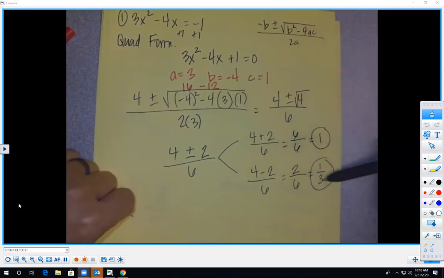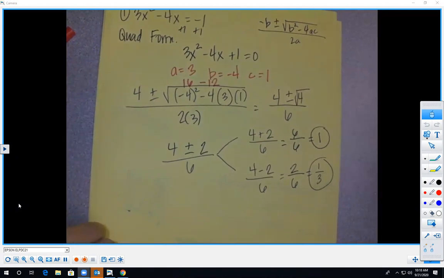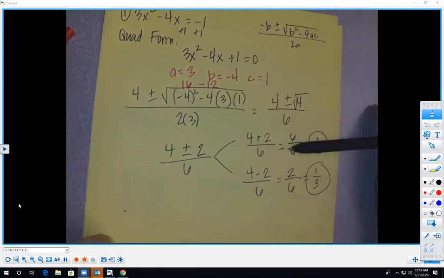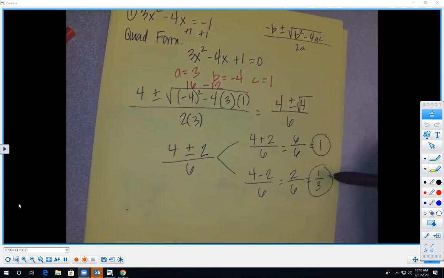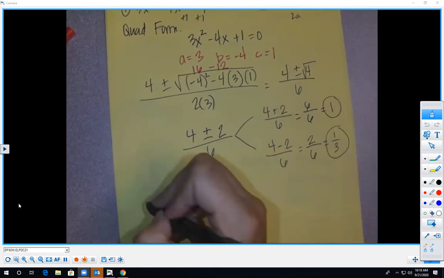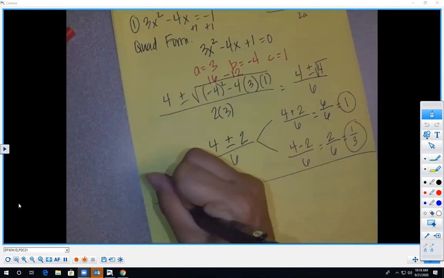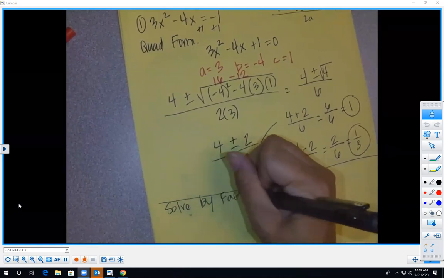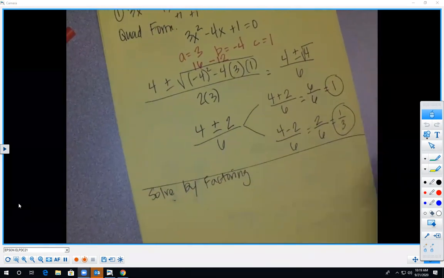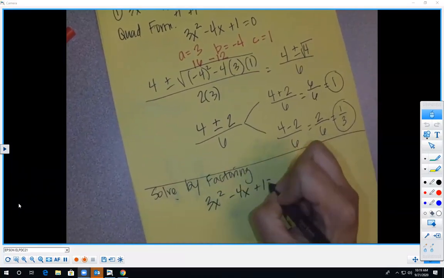If you end up with 2 pretty numbers, what does that tell you about your original quadratic? It means you could have factored it. You didn't have to do quadratic formula there if you didn't want to. Okay, so if you end up with 2 nice numbers, that means I could have solved that by factoring. So let's do that same problem, but this time let's solve by factoring. Okay, so same problem, 3x squared minus 4x plus 1 equals 0.